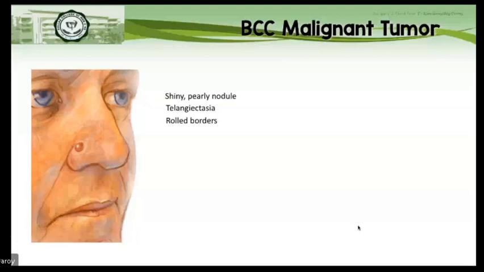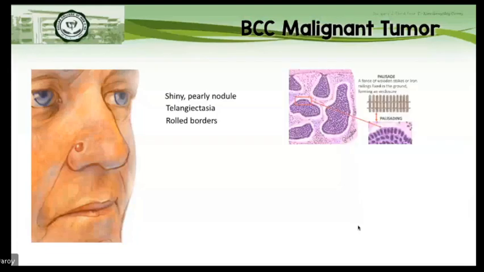Diagnosis is confirmed with a shave biopsy, which allows visualization of nests of basophilic cells invading into the dermis. Histologically, the peripheral palisades will tell you that this is your basal cell carcinoma. There are different types. The nodular basal cell carcinoma is the most common type.